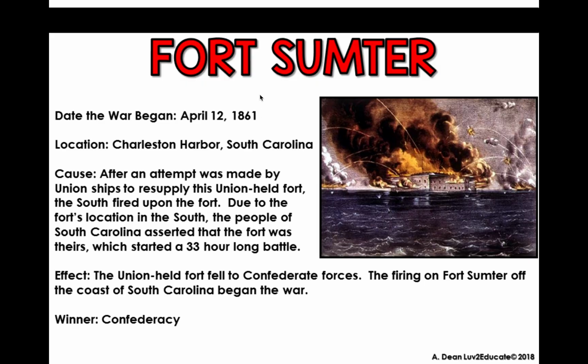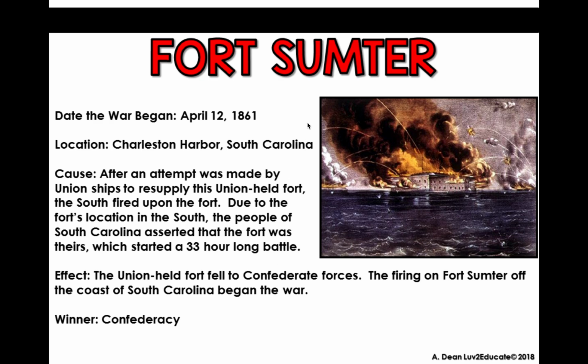So, Fort Sumter. This was the date that the war began, April 12th, 1861. We were briefly introduced to this in the previous lesson, and this took place in Charleston Harbor, South Carolina. After an attempt was made by Union ships to resupply this Union-held fort, the South fired upon the fort. Due to the fort's location in the South, the people of South Carolina asserted, meaning they really tried to let them know, that the fort was theirs. This was a 33-hour-long battle. So what happened? The Union-held fort fell to the Confederate forces.